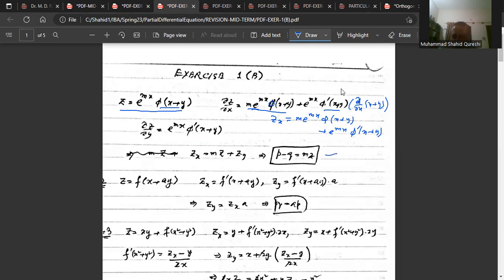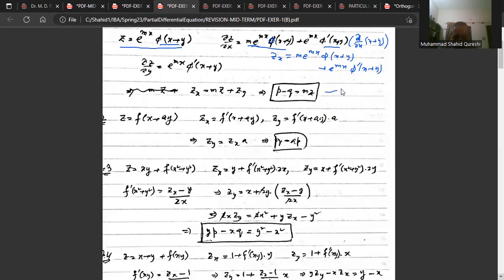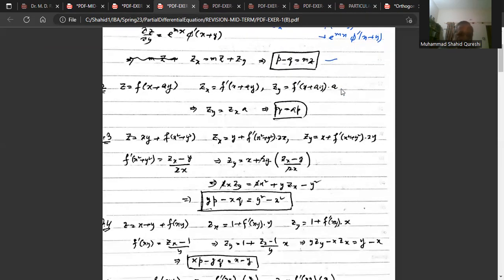So now you have some examples of arbitrary function. Derivative with respect to x: f prime into derivative of this, which is 1. With respect to y: derivative of this into derivative of x plus ay, तो उसमें से a आ जाएगा. So you have zy is equal to a zx, derived from these two results, and the differential equation is of this form.